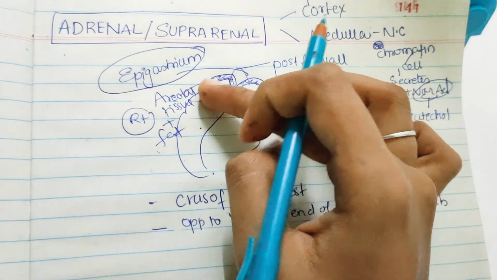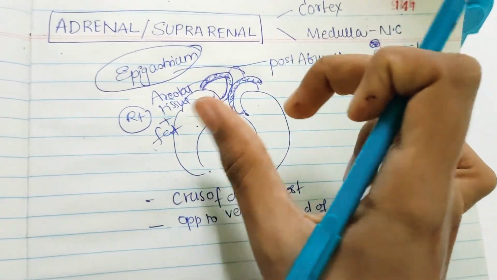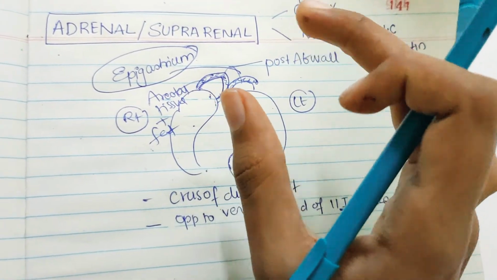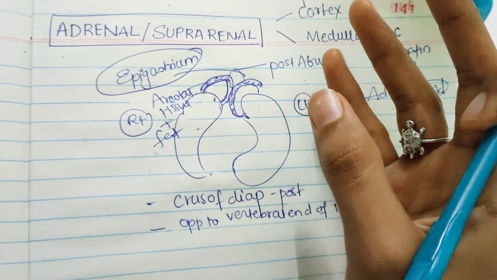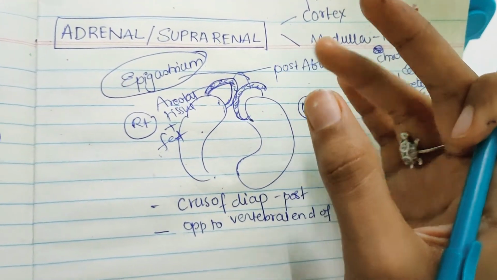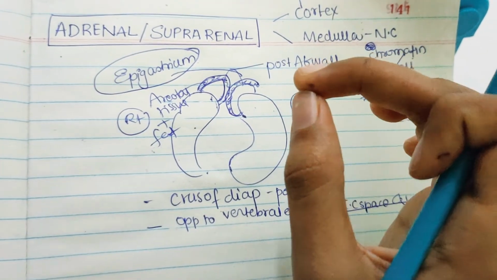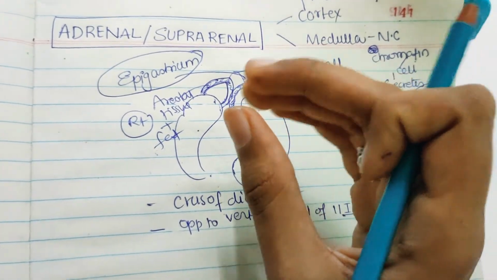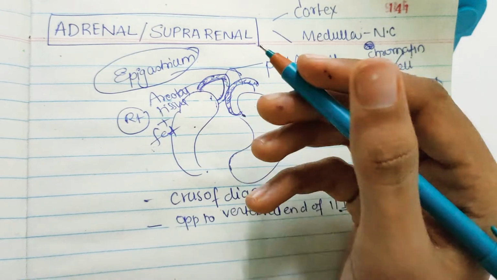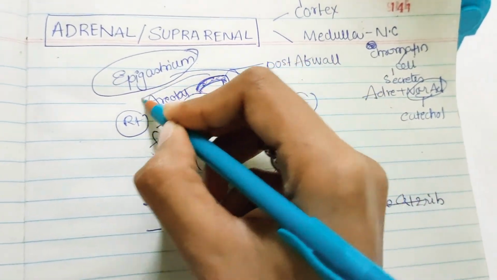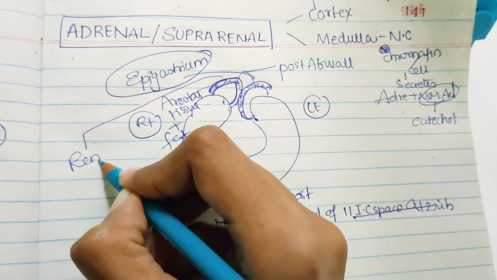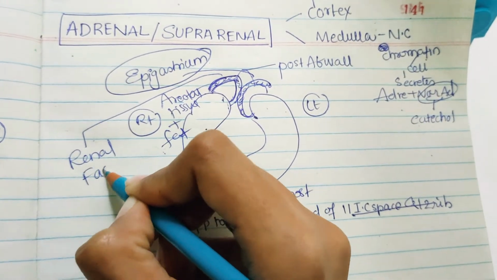Even if you remember, around the kidney also you have some fat, paranephric fat, which we already discussed. Around the suprarenal gland there is fat, and also there is a fatty sheath. Outside this fatty sheath there is a renal fascia.